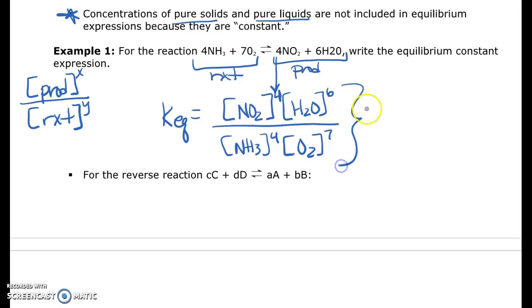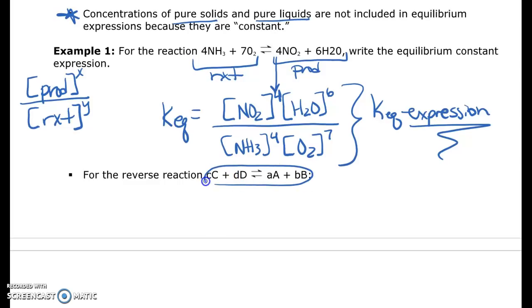Again, this is called your KEQ expression. If you're asked on the AP exam to write an expression, this is what you should have, and you should not have any math involved. If you are looking specifically at the KEQ for a reverse reaction, it's kind of a silly idea, but you're still going to do it the same way.